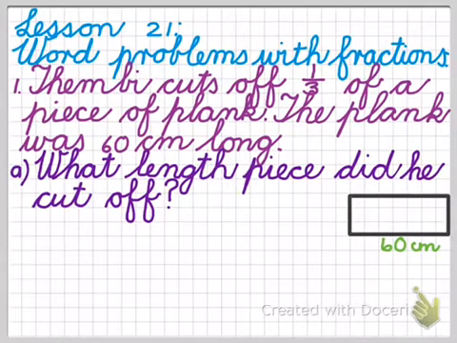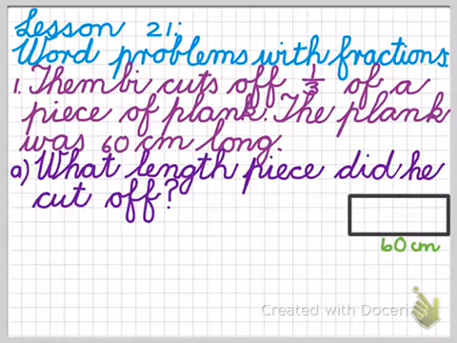Good morning, everyone. Today we will be doing word problems with fractions. Now, at number 1, let's look at the first example. Let's read that together. Tembi cuts off 1/3 of a piece of plank. The plank was 60 centimeters long.